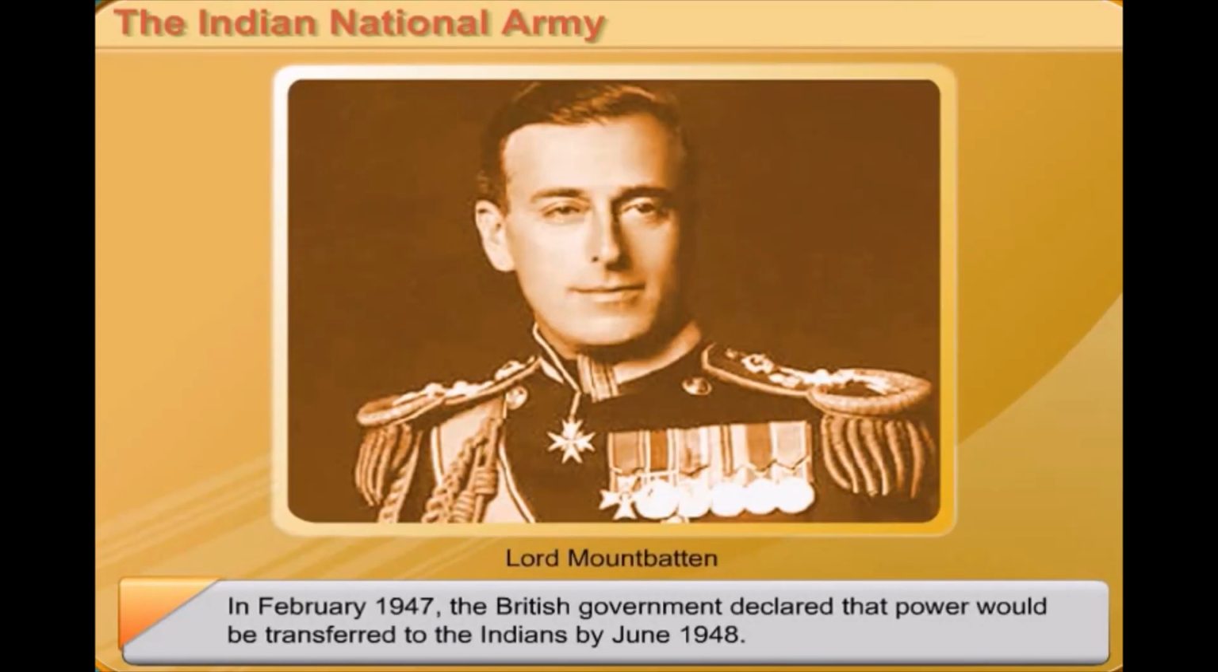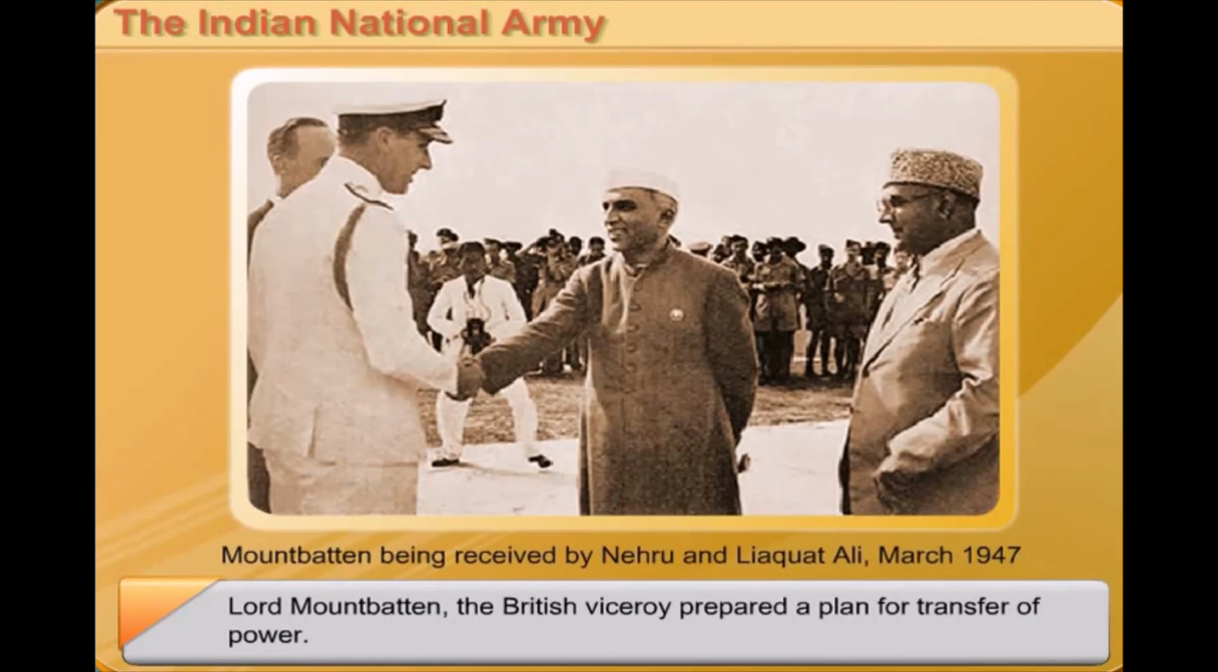In February 1947, the British government declared that power would be transferred to the Indians by June 1948. Lord Mountbatten, the British Viceroy, prepared a plan for transfer of power.